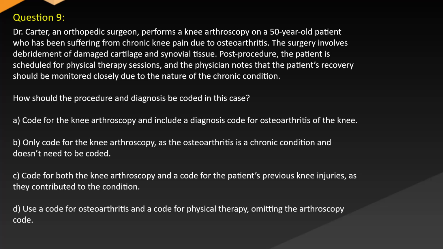A. Code for the knee arthroscopy and include a diagnosis code for osteoarthritis of the knee. B. Only code for the knee arthroscopy, as the osteoarthritis is a chronic condition and doesn't need to be coded. C. Code for both the knee arthroscopy and code for the patient's previous knee injuries, as they contributed to the condition. D. Use a code for osteoarthritis and a code for physical therapy, omitting the arthroscopy code.